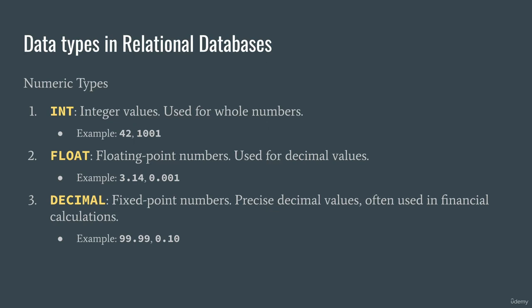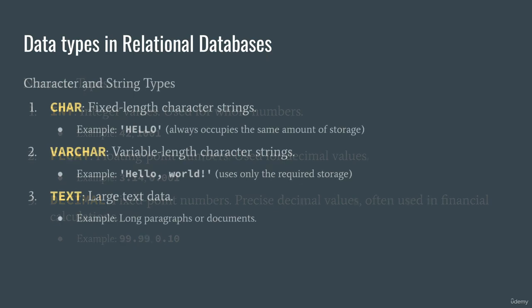We can also store character and string types in relational databases. Char is for fixed-length character strings, so if you store hello as a char type, it always occupies the same amount of storage. Varchar, on the other hand, is for variable-length character strings. Storing hello world as a varchar means it only uses the necessary amount of storage, making it more space-efficient. Then we have text. This type is used for storing large text data, like long paragraphs or entire documents.